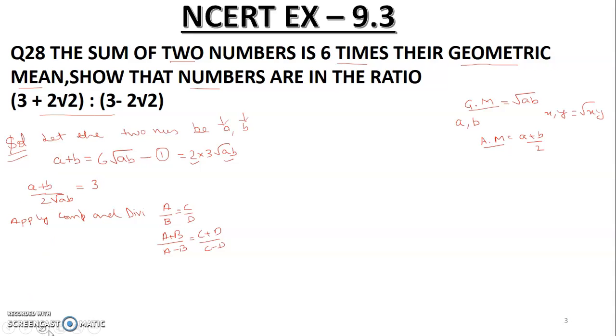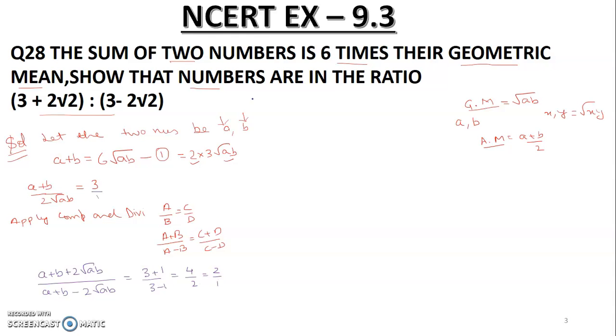I will be applying componendo and dividendo here. Understand this carefully. So let me change the ink, it will be easy for you to differentiate. When I apply componendo and dividendo, I will get a plus b plus 2 root ab upon a plus b minus 2 root ab. See, a plus b, this is a, this is b, this is c, and this is d. Same thing applying on the right hand side: 3 plus 1 upon 3 minus 1. a plus b divided by a minus b, c plus d divided by c minus d. So 3 plus 1 is 4, 3 minus 1 is 2, which is equal to 2 by 1.